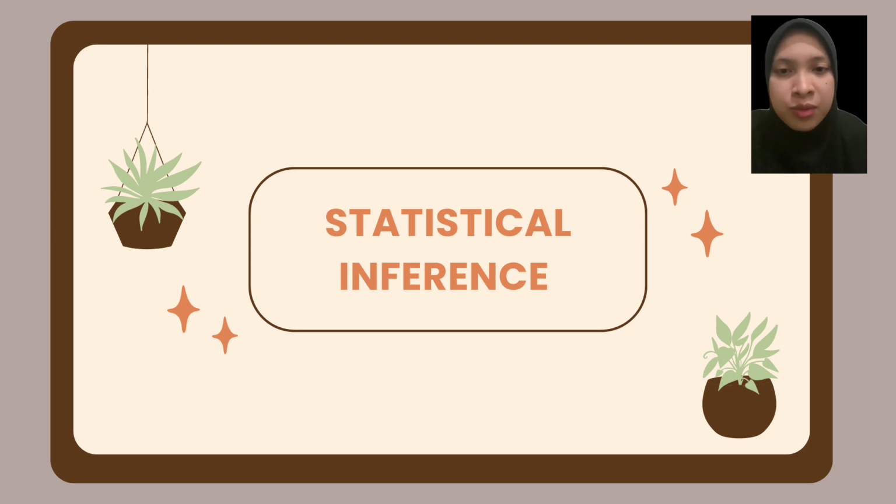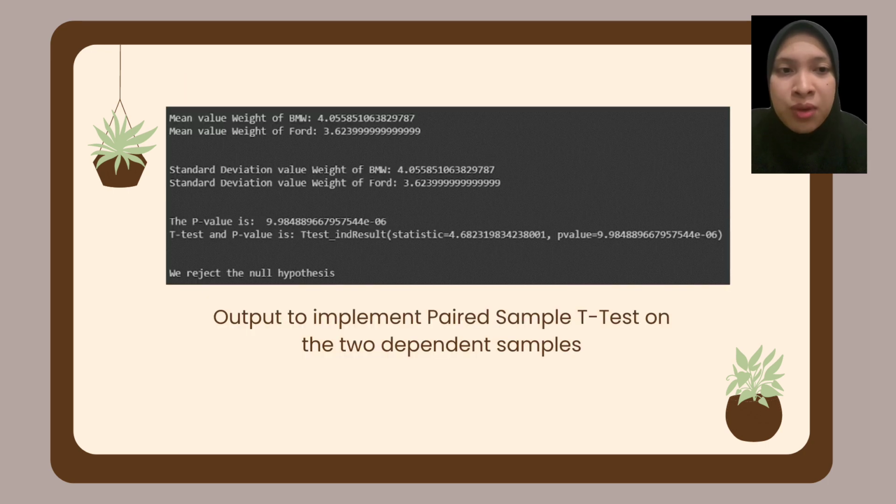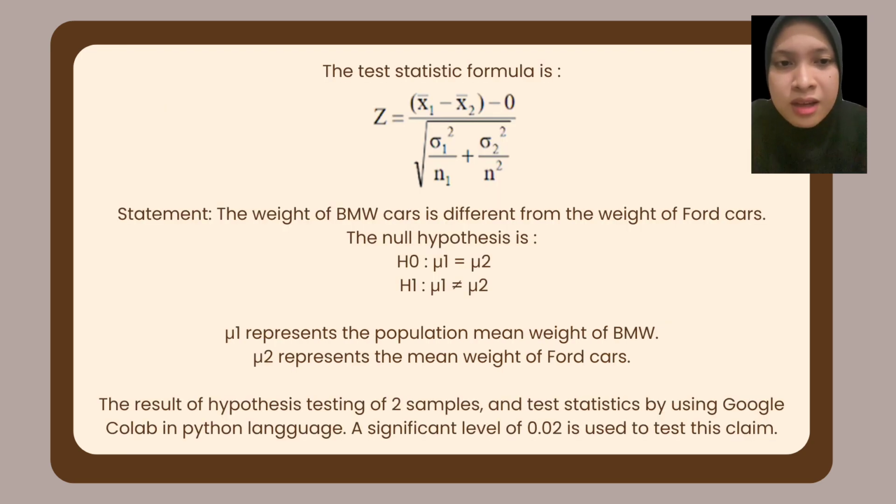For hypothesis testing, we test two brands, BMW and Ford, for different weight. This is a Python program and output to implement an independent sample t-test on the two samples. We get the mean value, standard deviation, p-value, t-test, and the hypothesis. The result of hypothesis testing of two samples and test statistics, using Google Colab in Python language, a significant level of 0.02 is used to test this claim.